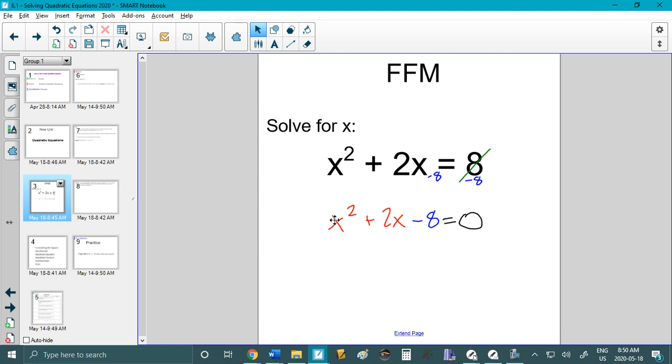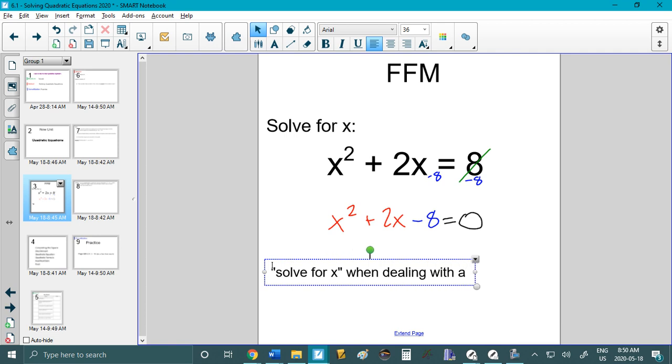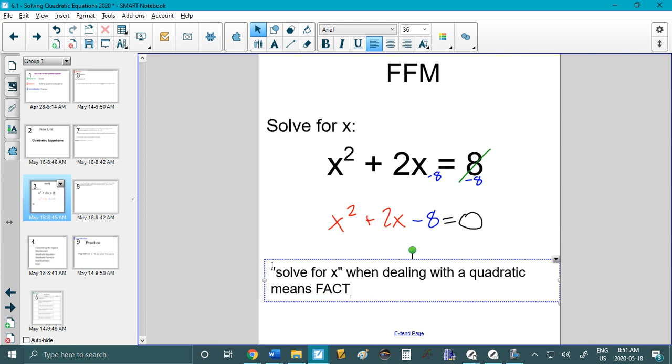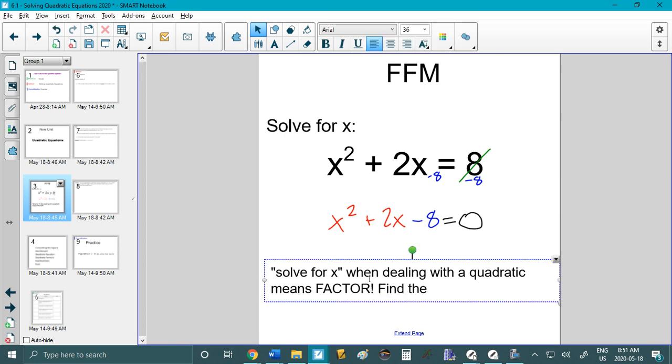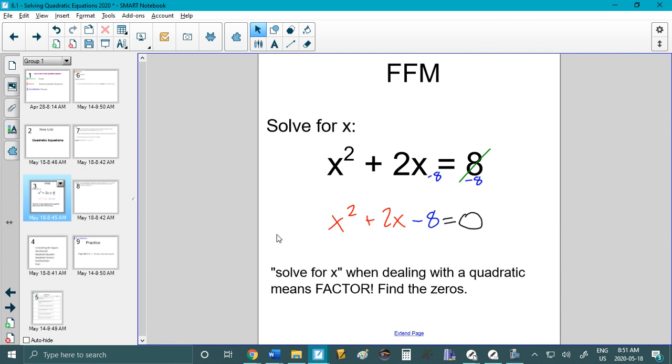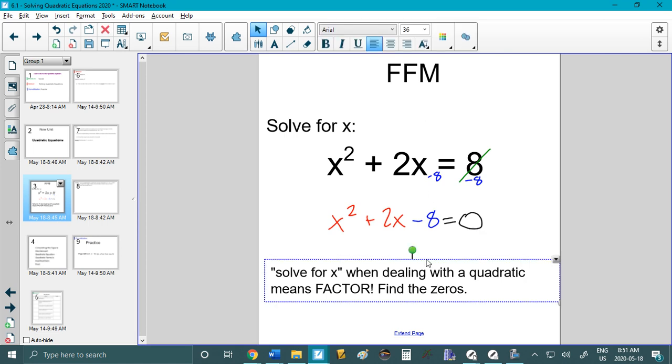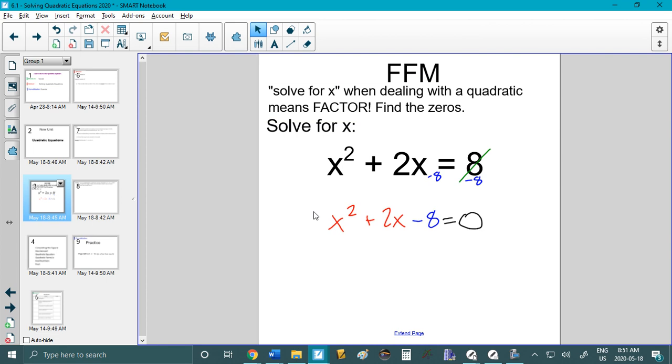Now it's really important, probably the most important thing for the first day of this unit is that when I say solve for x, solve for x when dealing with a quadratic means factor. Okay, so solving for x means factor. You factor it and then you look at the zeros. Okay, so it means factor, find the zeros, and those zeros are the solutions, because once we rearrange this, we want to know when does this thing equal 0, or what are the zeros. So let me move that up there so it's there at the end for people that skip through the video.